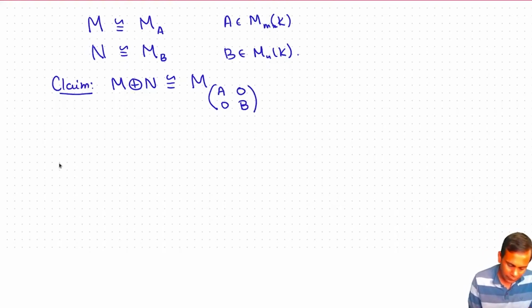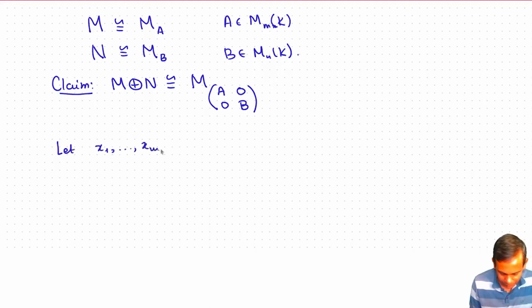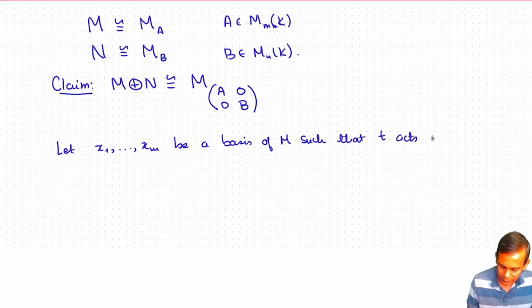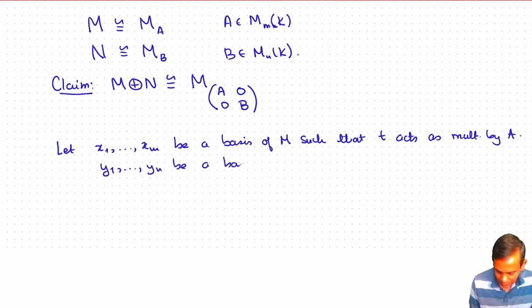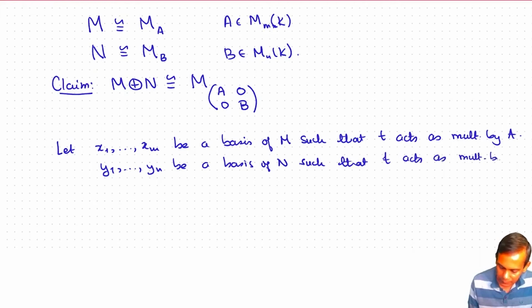How do we see this? Well, the fact that M is isomorphic to M_A means that M admits a K-basis with respect to which the action of T is multiplication by A. So let x1 up to xm be a basis of M such that T acts as multiplication by A with respect to this basis, and y1 up to yn be a basis of N such that T acts as multiplication by B.